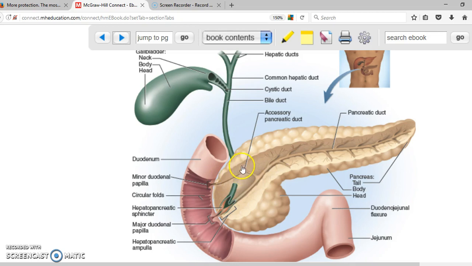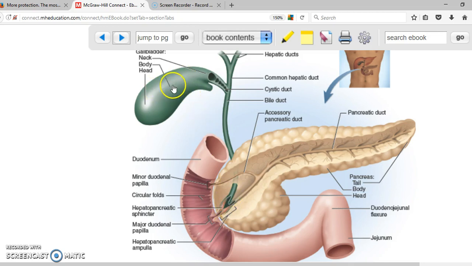The reason why you need to pay attention to this is because this bile duct gets together with the main pancreatic duct right here. And instead of having one individual hole for the bile duct and one for the pancreatic duct, both of them get together and we get only one hole. This part right here is called the hepatopancreatic sphincter, and this is the ampulla. Okay, hepatopancreatic ampulla, very important.